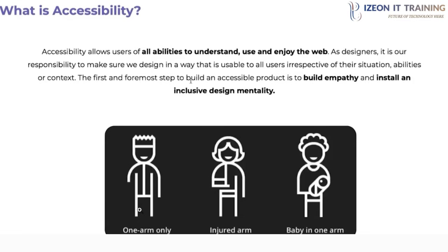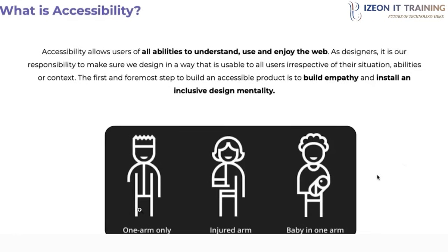The first and foremost step to build an accessible product is to build empathy and instill an inclusive design mentality. This is important. Frankly speaking, when I came to Amazon, this became very profound. This is what I learned at Amazon, instilling the inclusive design mentality from the start. You might think it looks a bit ugly, or I think this is looking better and that is looking better. It's our biases, and we have to accept that. Through this mentality, we have to create beautiful designs for our users.